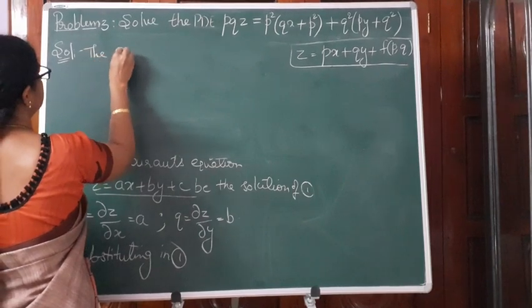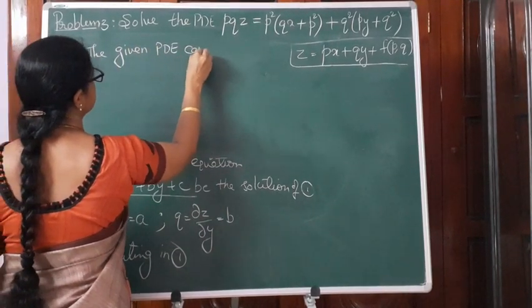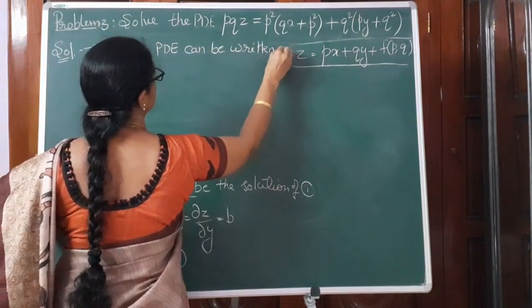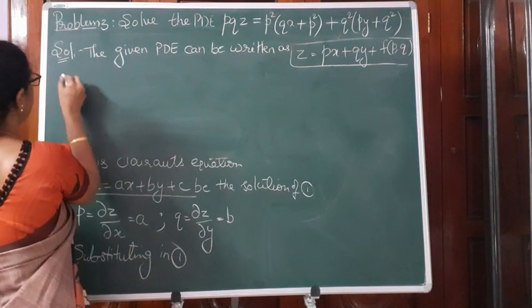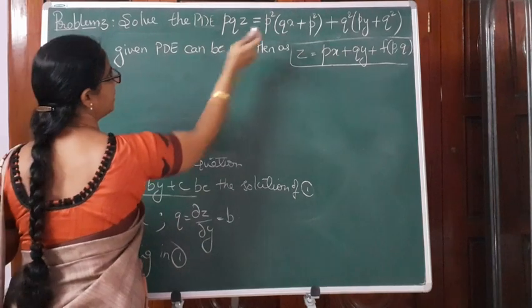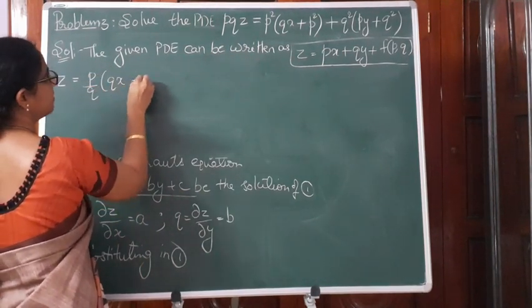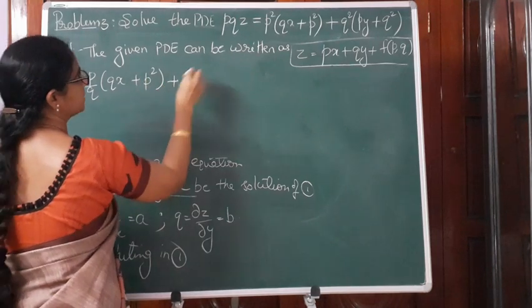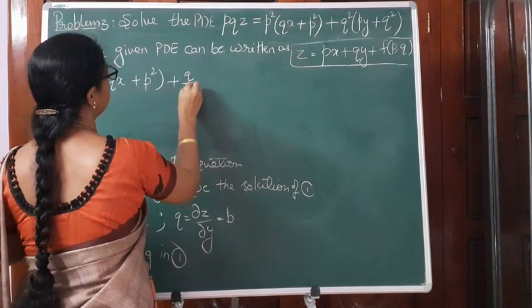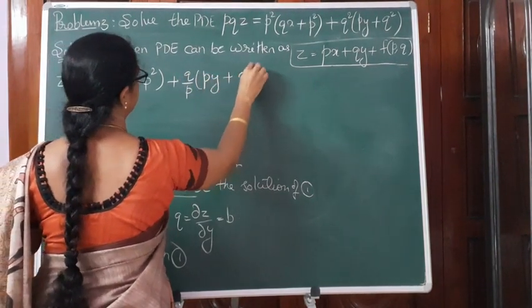The given PDE can be written as, dividing with PQ, we get z is equal to p squared by pq. p squared by pq gives p by q into qx plus p squared plus q squared by pq. q squared by pq gives q by p into py plus q squared.